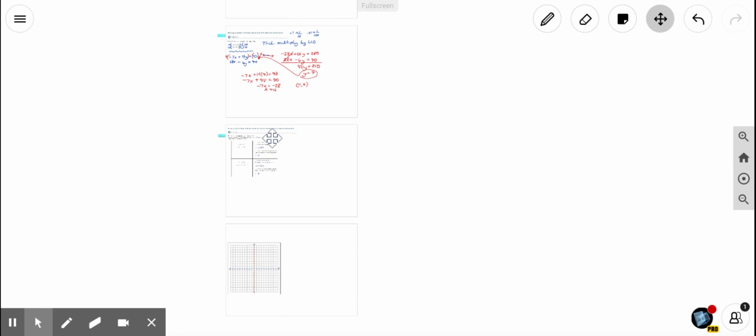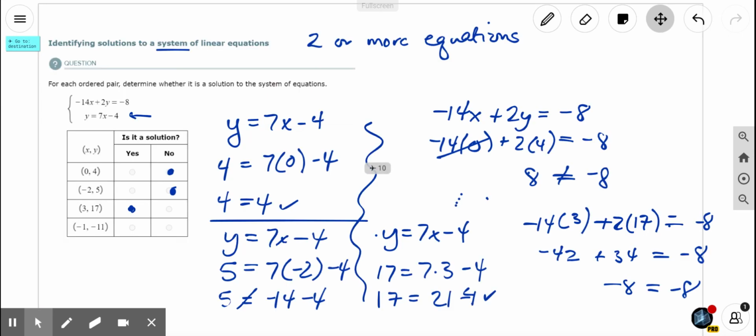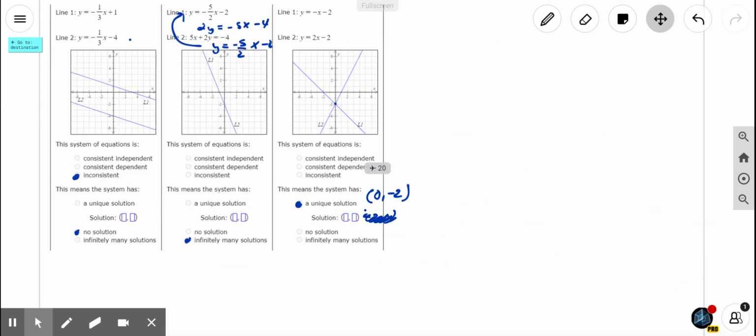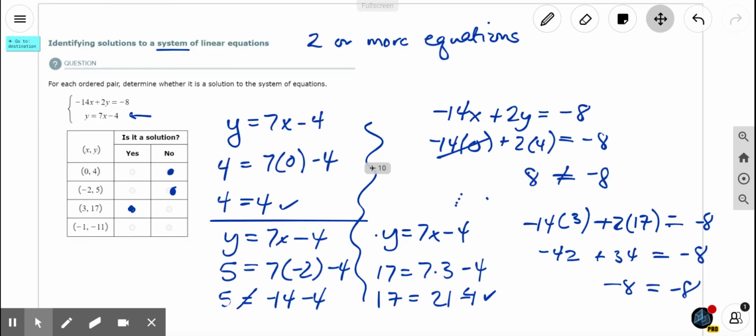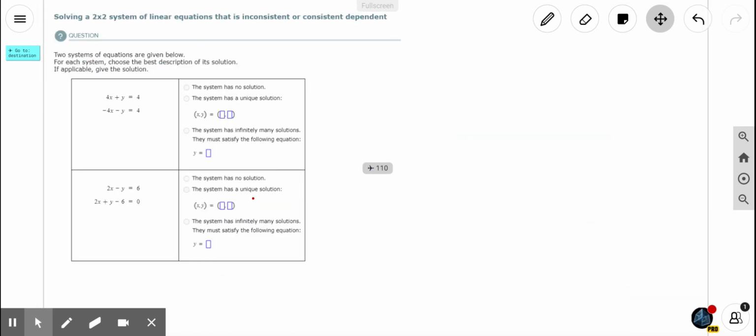Oh, look, I have a graphing thing on the next page. I didn't know I did. Let's try this again. Get back here. Get back here. Okay, hang on. We're going back. There we go. All right.